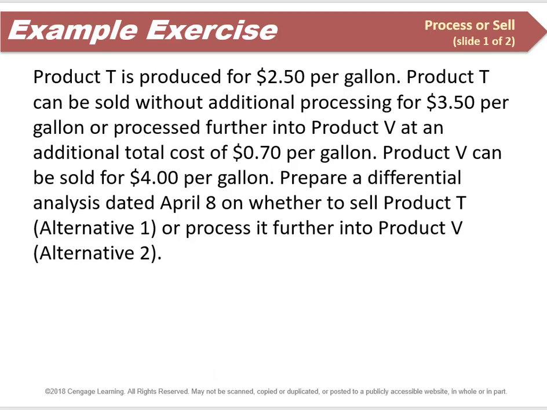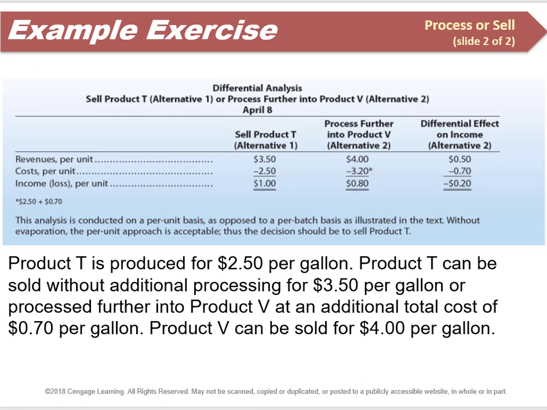That doesn't look like it's going to work out, does it? Let's see. So these are the assumptions. It's produced for $2.50 per gallon, sold without additional processing for $3.50 at a cost of $2.50, so we're making $1. If we process it further, we get an additional total cost of 70 cents. So now our costs are $3.20, and we can sell it for $4 per gallon. So if we process it further, we're going to be losing money. And so we'd be better off to sell everything right at the product T stage.